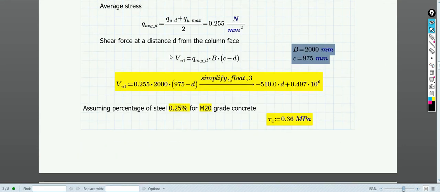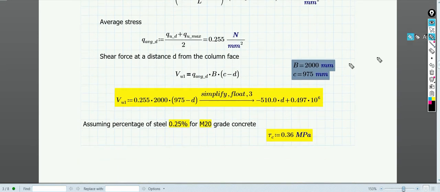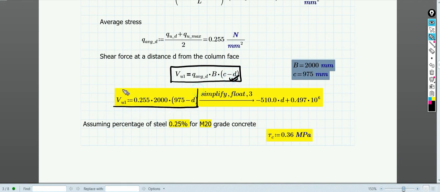Now we have to find out the D, right? So just now we have calculated, here you can see, this value Q average, this VU1, you can find out the D. So if this is the equation, this is the force that is acting. This is the force. Now what is the shear strength it has?